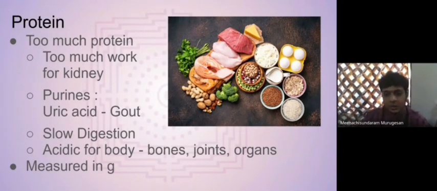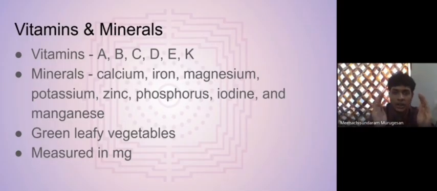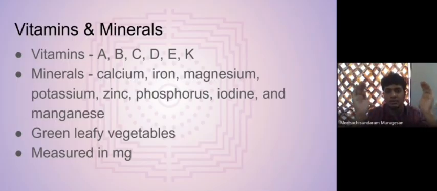Protein is the last macronutrient, and it is also measured in grams. So then we move on to the two basic micronutrients, the vitamins and minerals. They are called micronutrients because the amount which the body requires is not as big as your carbohydrates or fats or proteins. If they are required this much, then your body requires vitamins and minerals only this much. Hence, vitamins and minerals are called micronutrients.